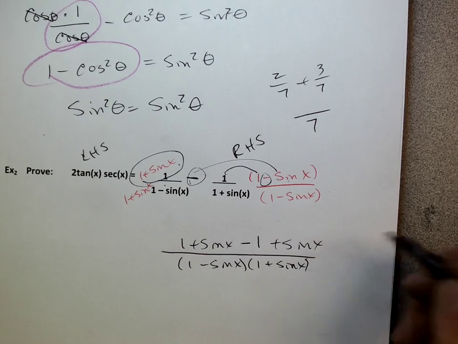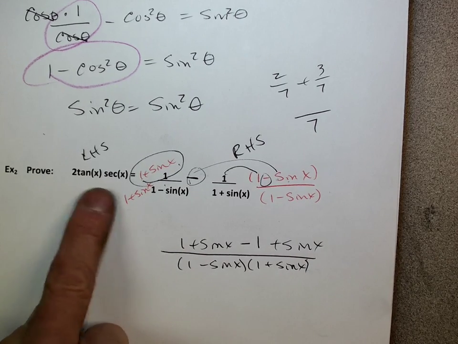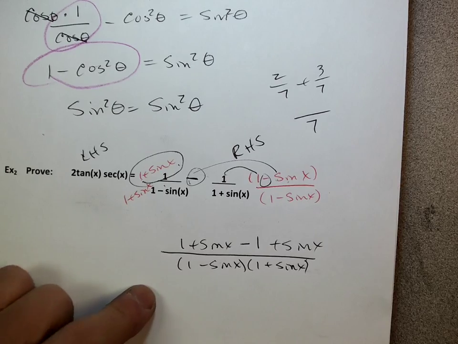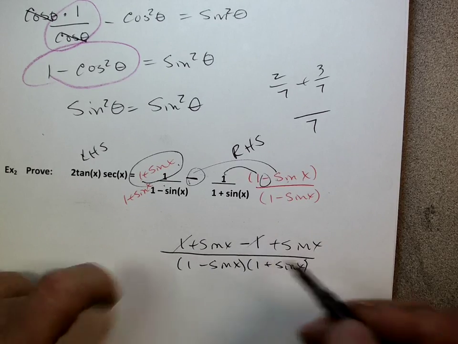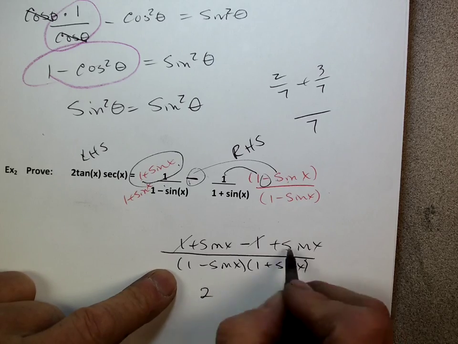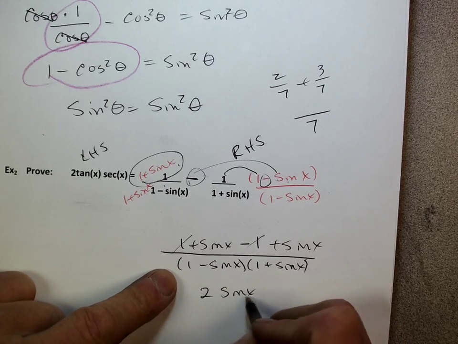It still needs some simplification. I don't have it looking like a 2 tan secant. It's not there yet. So what I want to do is simplify this whole thing. The 1's obviously cancel, right? So then I'm left with a 2, because sine plus sine, 2 sine of x over.